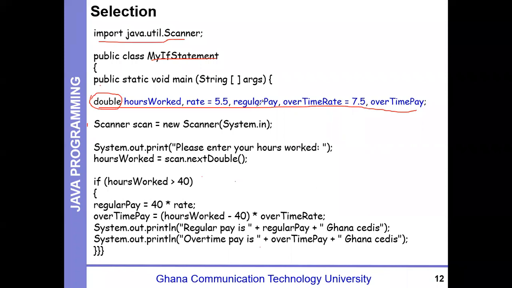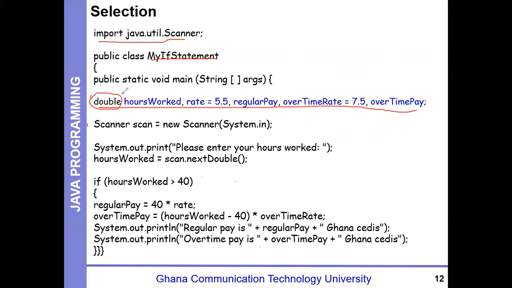So if you come and work, there's a rate at which we are paying you. And that rate, or I can say amount, is 5.5, meaning 5 cedis 50 pesos per hour. So when you work for 10 hours, I'm going to pay you 5.5 times 10. So we multiply by 10 and that will be your pay.